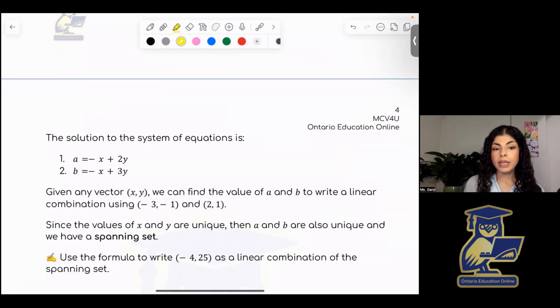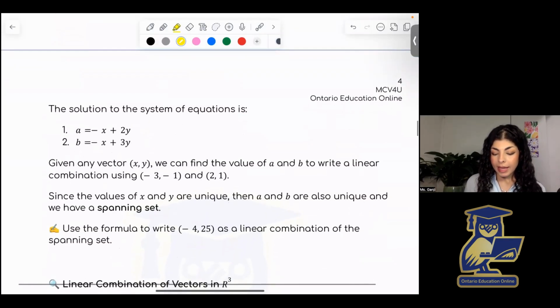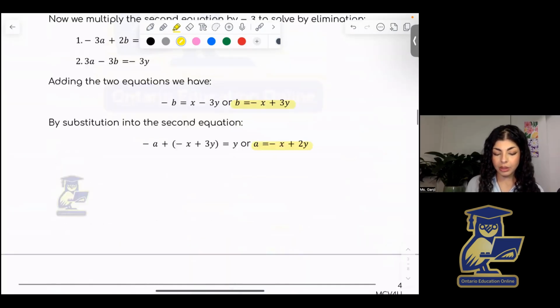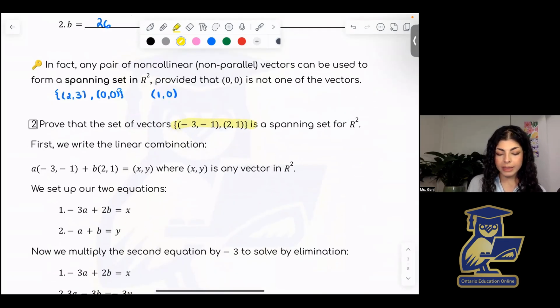So because the values of x and y are unique, then a and b are also unique. And remember, that's one of the requirements for a spanning set as well. We need them to be a unique equation for the linear combination. And so then we can claim that the two vectors that we started with up here, so these two, are a spanning set in R squared.